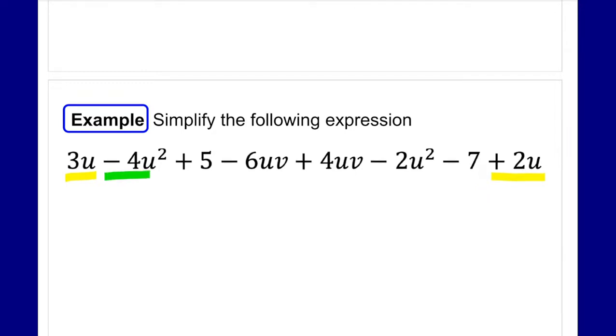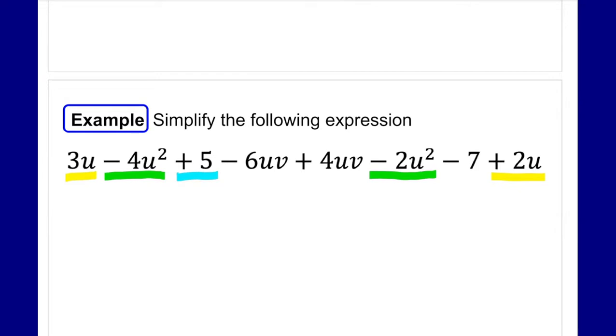Let's go to the next one, negative 4u squared. And go through, I find a minus 2u squared. So those are a pair of like terms. One thing to keep in mind, make sure you include the sign in front, because that's going to tell us what we have to do. Are we adding or are we subtracting? The sign in front will tell us that, so we need to include that when we find our like terms.